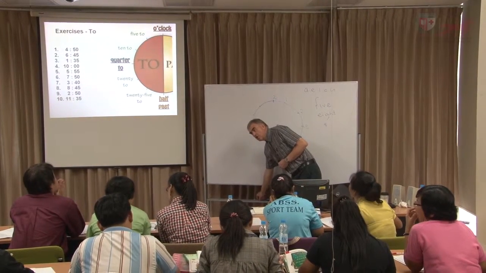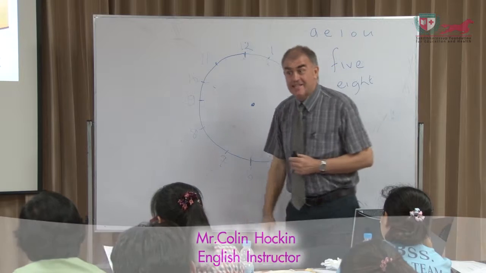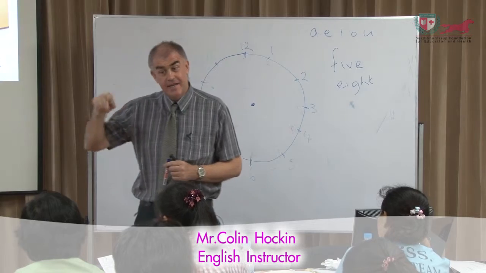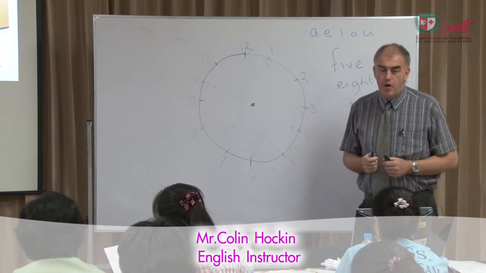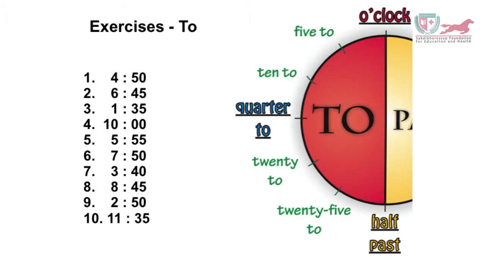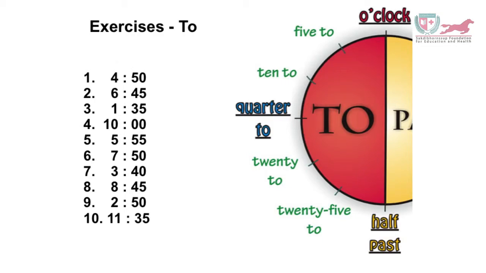Okay, let's look at the answers. So number one, we said it's 10 to 5. Yeah? It's 10 to 5. So what did we get for number 2? It's quarter to 7.